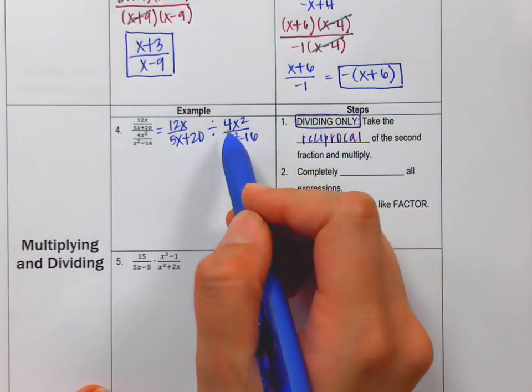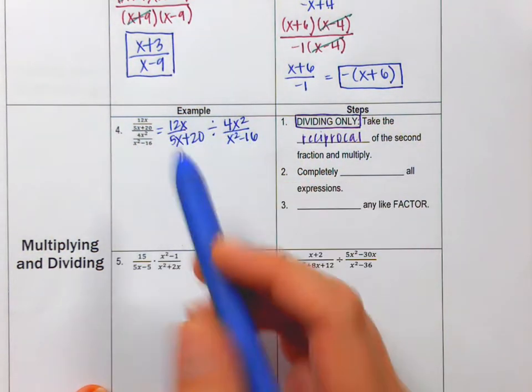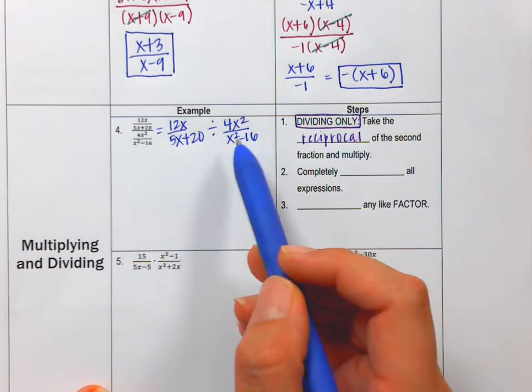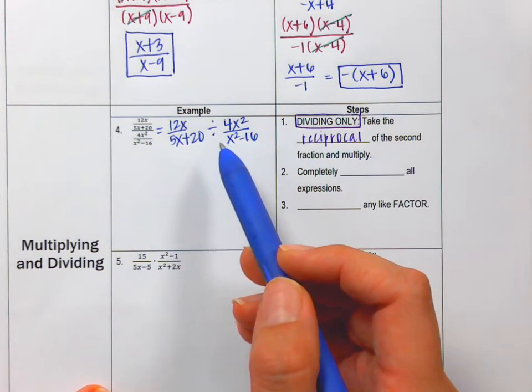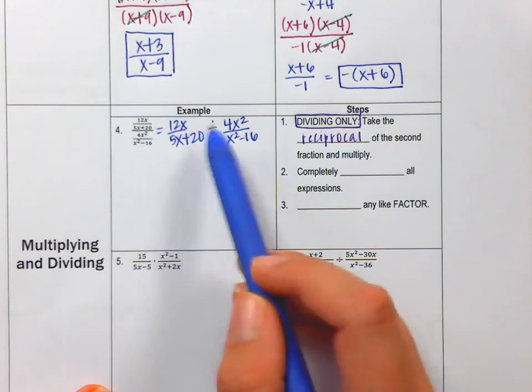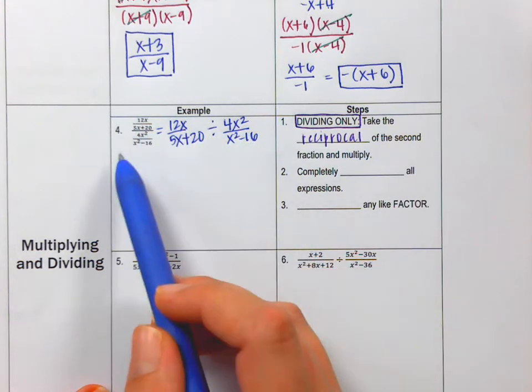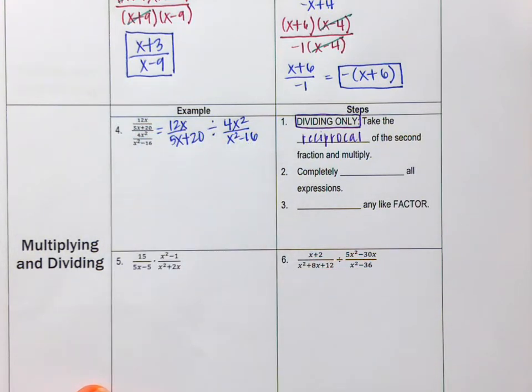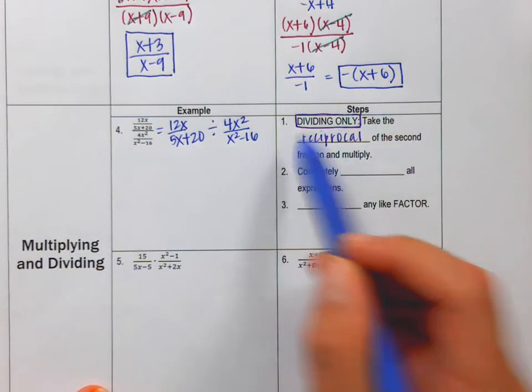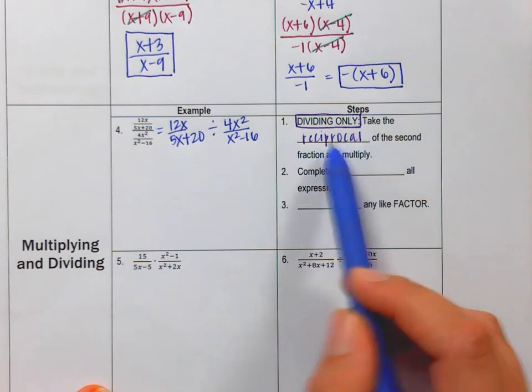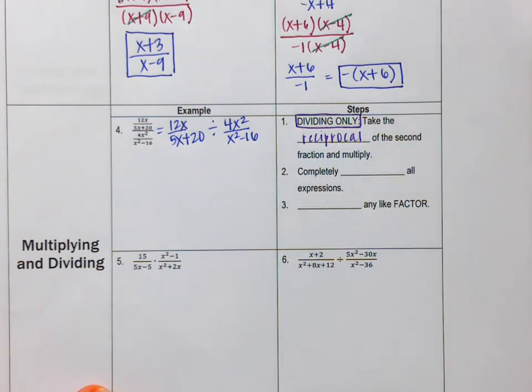This and this are the same exact thing. This one's just ugly. This one's a little bit less ugly. So I always take these and rewrite them like this. That just makes me more comfortable and it looks nicer to me. So we're going to start with our first step. We are dividing, so we're going to take the reciprocal of the second fraction and multiply.